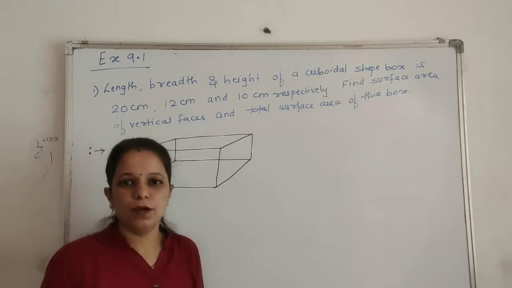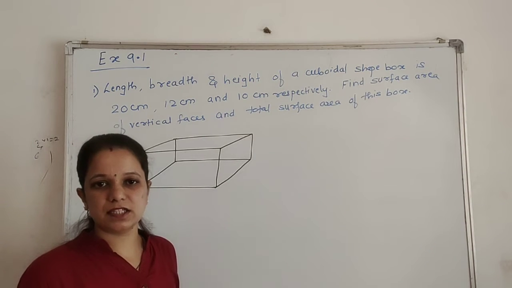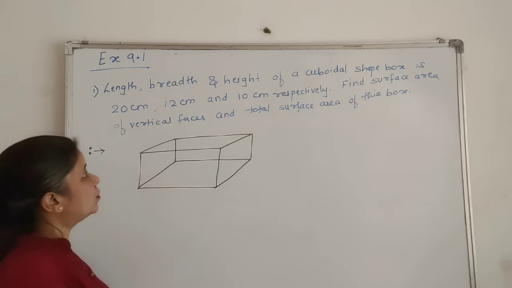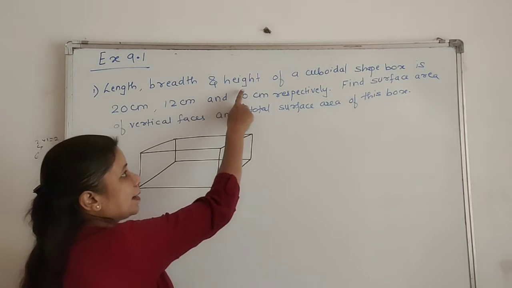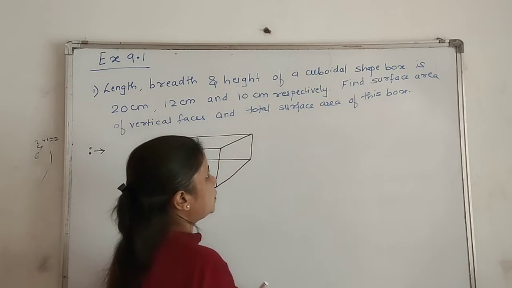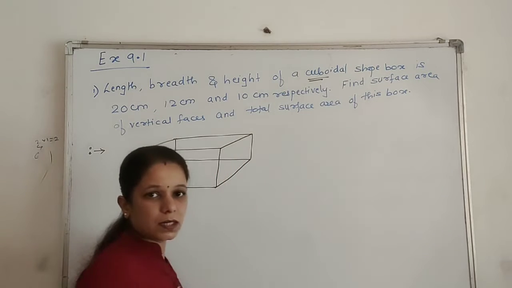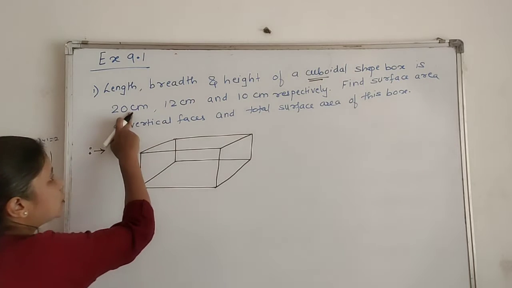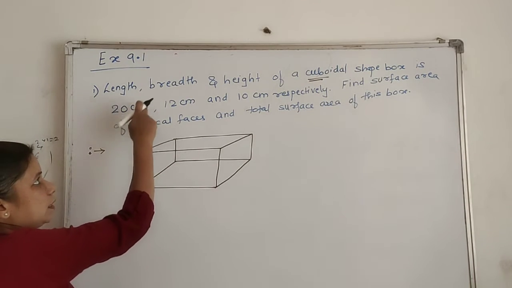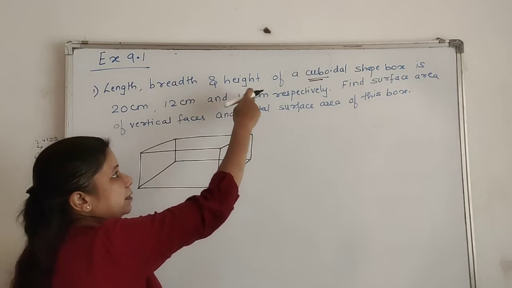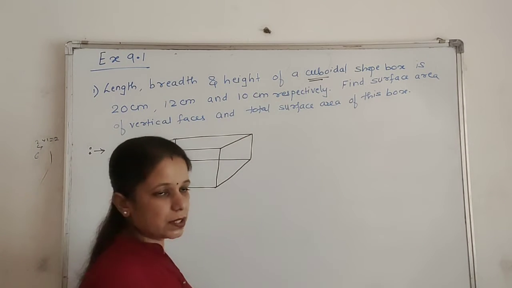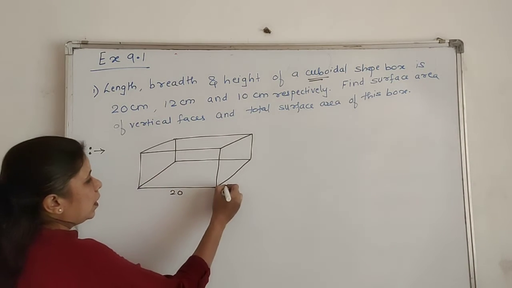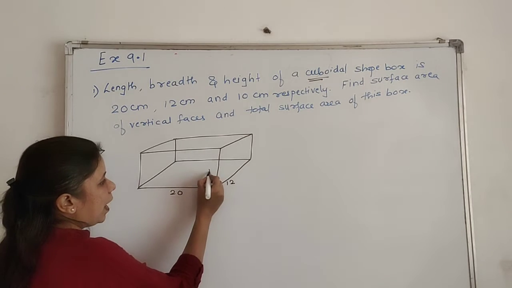Okay, now we will study practice exercise 9.1. First sum. First I will read out the sum for you. Length, breadth and height of a cuboidal shaped box. We'll mark this word cuboidal. So the shape is in the form of a cuboid. The cuboidal shaped box is 20 centimeter. Length is 20, breadth is 12, height is 10 centimeter respectively. So we will quickly draw the cuboid. Length 20 centimeter, breadth 12 centimeter, height 10 centimeter.